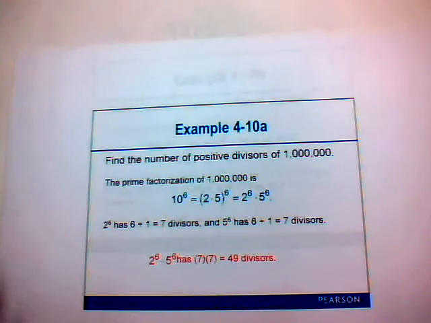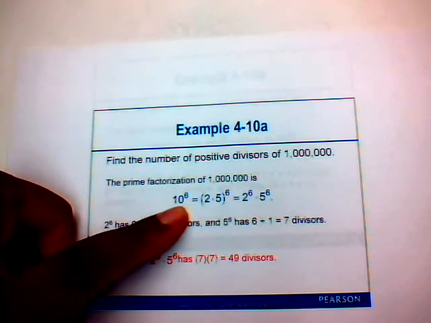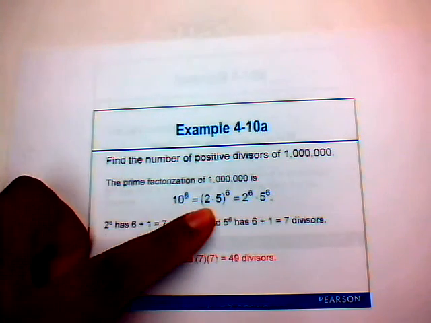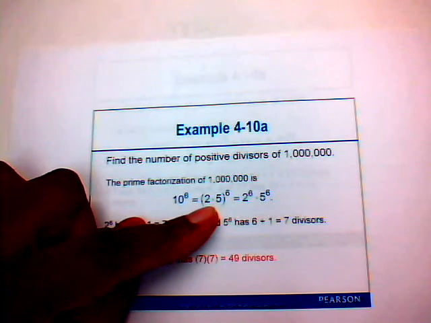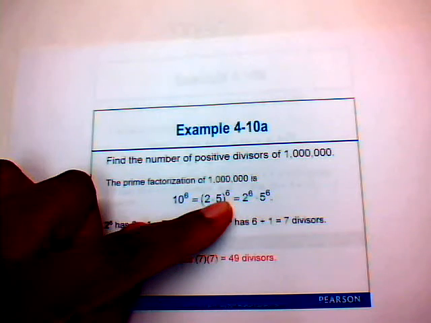So in this example, you want to find the number of positive divisors of 1 million. If you do the prime factorization of 1 million, it's going to be this. That's 10 to the 6 for 1 million. Now the 10, we can write that as 2 times 5 as prime numbers. So you have 2 times 5, that product is to the 6th power.